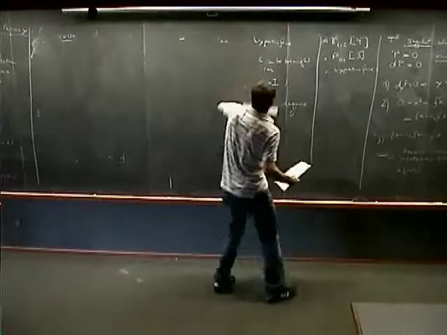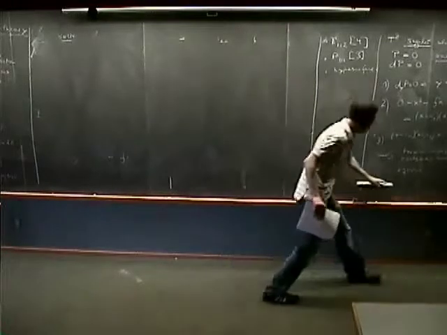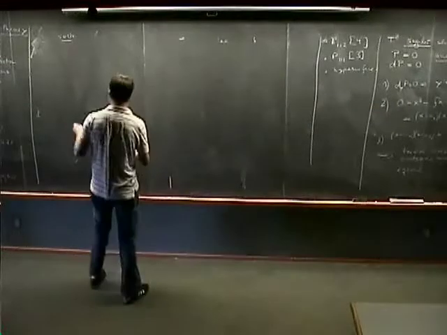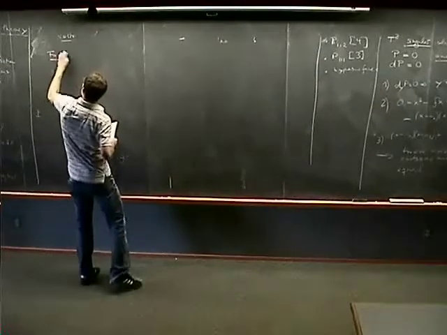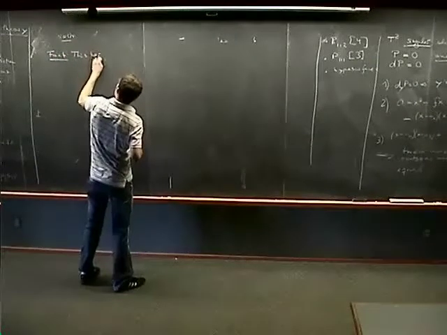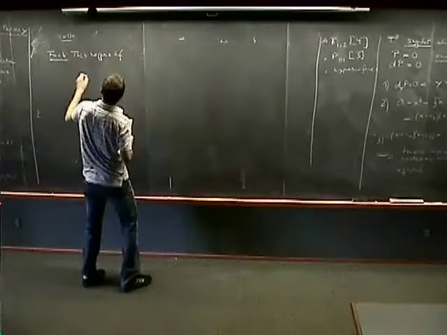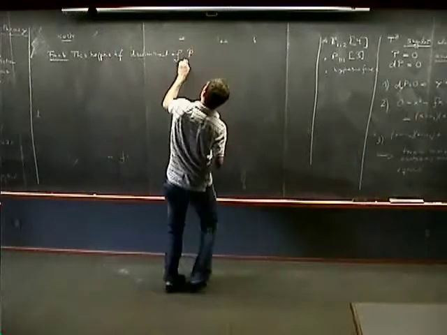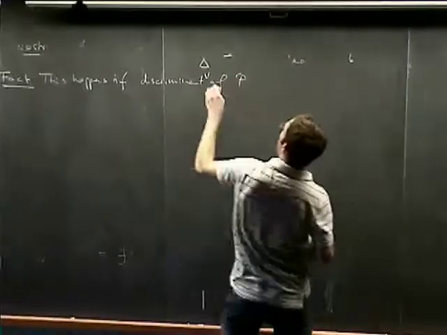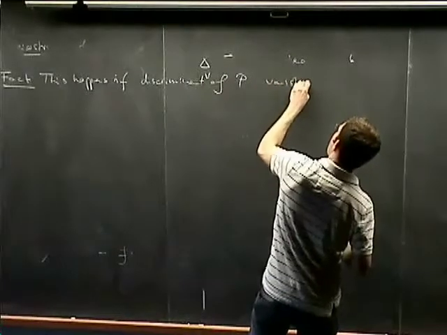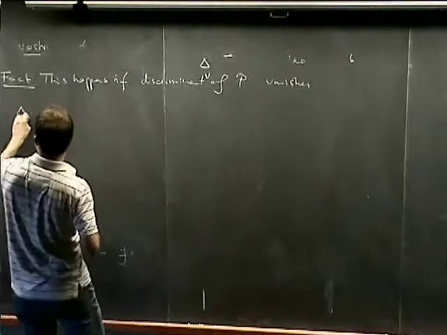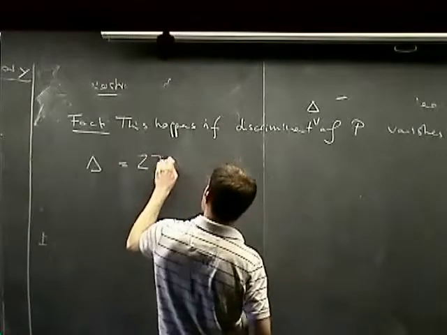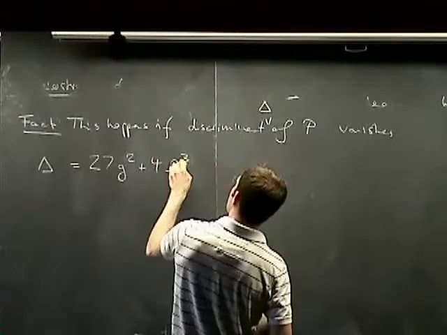But now, as a general fact, the roots of a polynomial coincide if the discriminant of the polynomial vanishes. So this happens if the discriminant delta of the polynomial p vanishes. In this case, the discriminant delta is given in terms of f and g as 27g squared plus 4f cubed. And this must be 0.